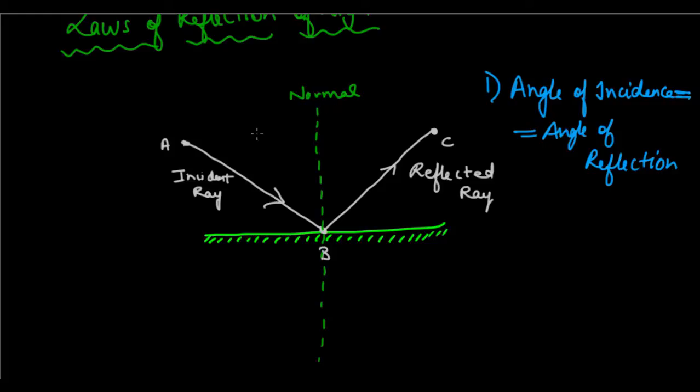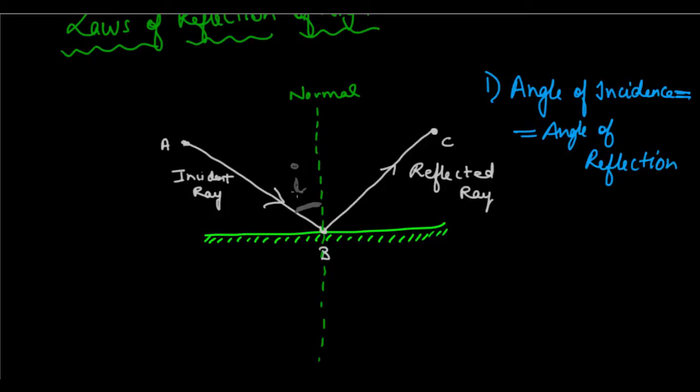So what is the angle of incidence and what is the angle of reflection? Well, let's have a look. This is the angle between the incident ray and the normal, not the incident ray and the mirror. That is a misconception, and people make mistakes with it. It is not correct. It is the angle between the incident ray and the normal. This angle is called the angle of incidence.